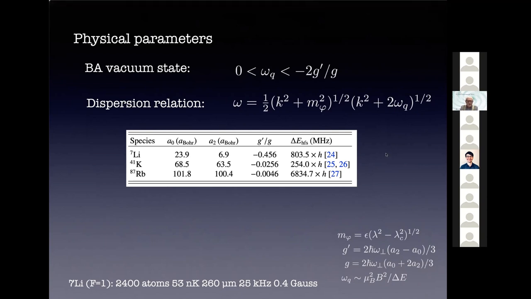So here are three atomic species. These are the only common alkali species which have the property that this parameter g prime is negative. There are lithium 7, potassium 41, and rubidium 87. The atomic physicists measure this quartic coupling in terms of what they call the S-wave scattering lengths. And to get a negative g prime, you need one of these S-wave scattering lengths to be bigger than the other one. In fact, the a0 bigger than the a2. And this is only the case for these three elements. There are some other considerations to do with the total angular momentum. So for any atomic physicists listening, these are all F equals 1 systems.